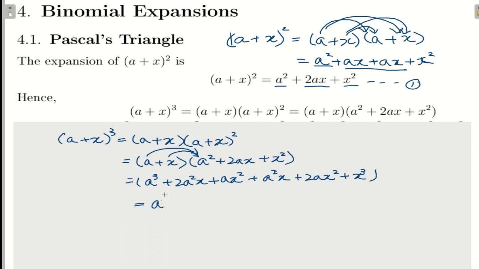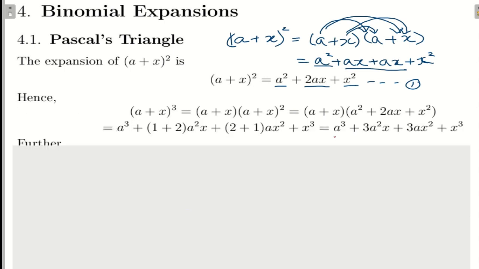So we got a to the power of 3. For the term of x, we have this. So plus 3a squared x. For the term of x squared, we have plus 3ax to the power of 2 and plus x cubed. So we have the binomial expansion of (a + x) to the power of 3. And this is what we get.